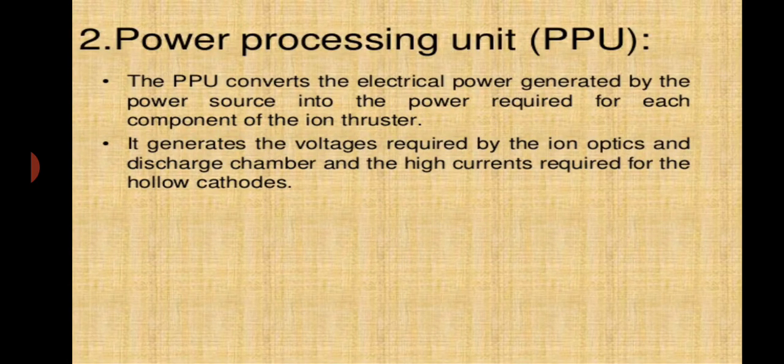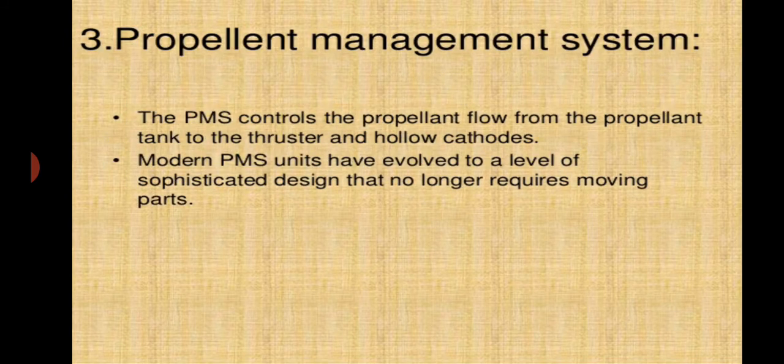So second one is the power processing unit. The power processing unit converts the electrical power generated by the power source into the power required for each component of the ion thruster. It generates the voltage required by the ion optics and discharge chamber and the high currents required for the hollow cathode. Third one, propellant management system. The propellant management system controls the propellant flow from the propellant tank to the thruster and hollow cathodes. Modern propellant management system units have evolved to a level of sophisticated design that no longer requires moving parts.